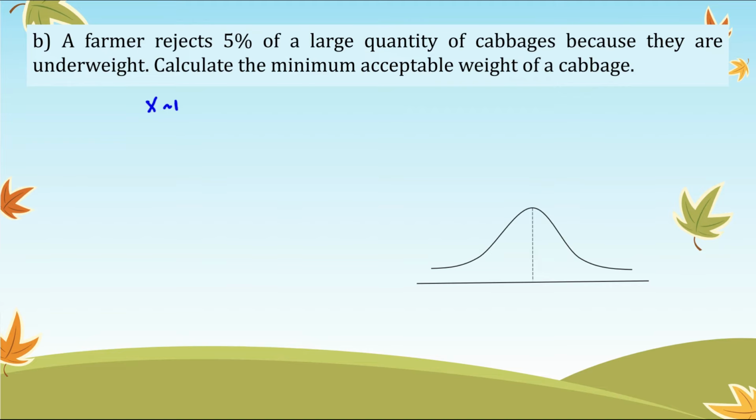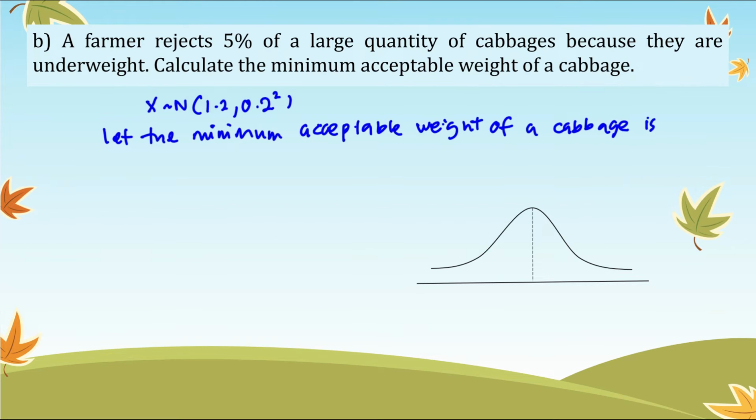Our normal distribution is 1.2 and 0.2 squared. Let the minimum acceptable weight of cabbage be K. Because we want to find the minimum acceptable weight, the probability is for X less than or equal to K. It is equal to 5% or 0.05. First, we standardize.